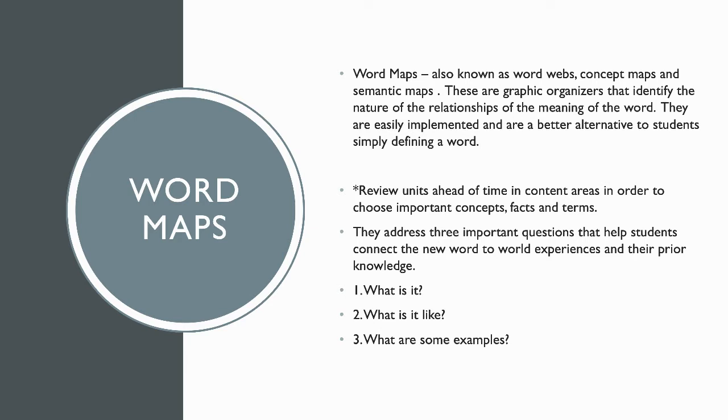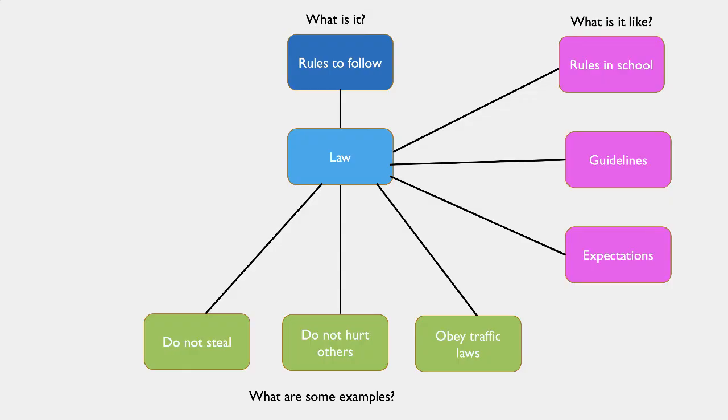Within the word map, 3 important questions are identified. First is, what is it? What is the word? Second, what is it like? And the third is, what are some examples? So these are questions that allow the students to connect the word to their own world experiences, or to world experiences they're learning about, and their own prior knowledge.